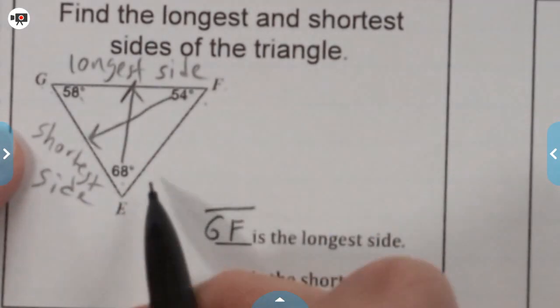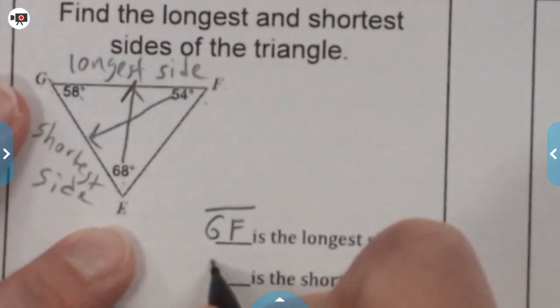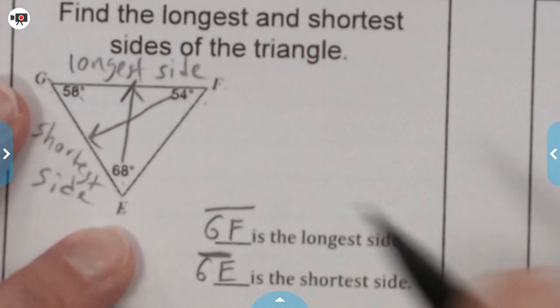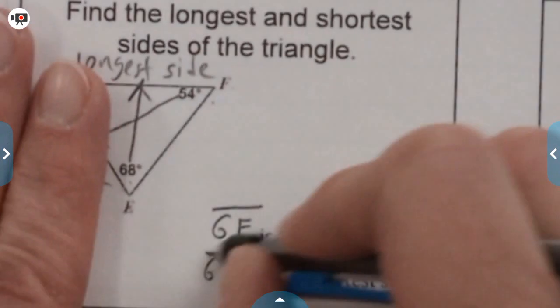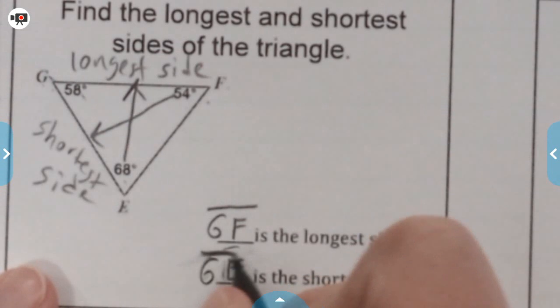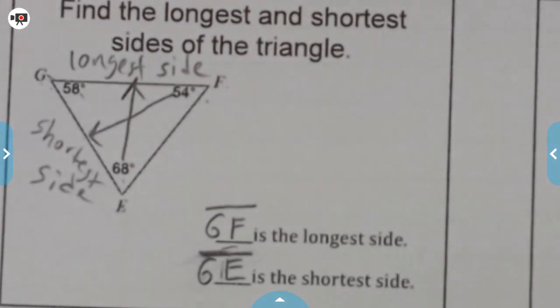So how can I name that side? GE. Okay. You could call it GE. You can also do EG. You can go backwards, but then put your little segment symbol over it. I don't know why that looks so weird. Let me fix it. GE. Okay, so there's a couple of things there. You have to be able to figure out which is the longest and shortest side, and then how to write the answer. So it's going back to some of the symbols that we looked at a while back.